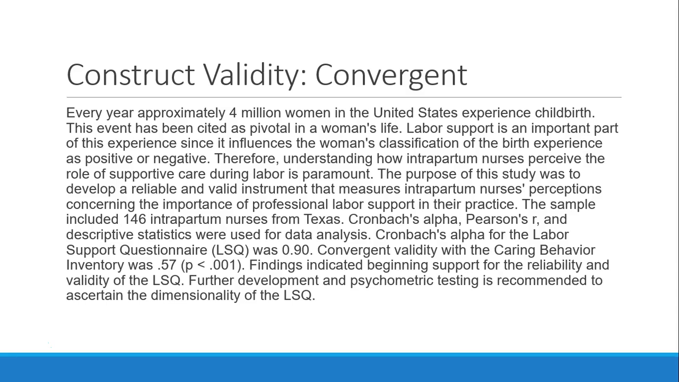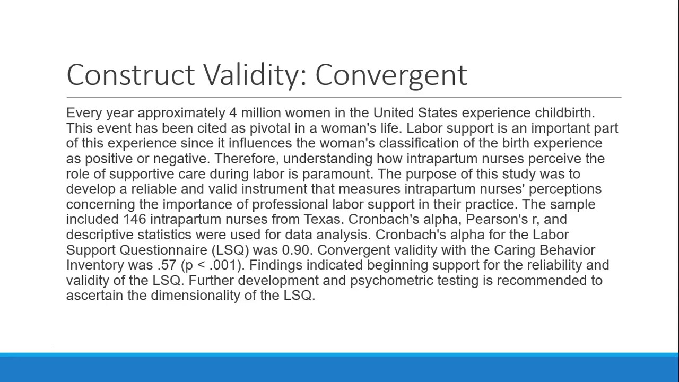So what they did was they correlated the labor support questionnaire with the caring behaviors inventory and basically got a moderately strong, statistically significant correlation. So this is another example of convergent validity because beginning support is established for the reliability and validity of the LSQ, but it has to be further created. So what they're saying essentially is that labor support and caring converge. They're related. They may not be strongly related at a 0.8 correlation coefficient, but they are related at a moderately strong correlation coefficient.